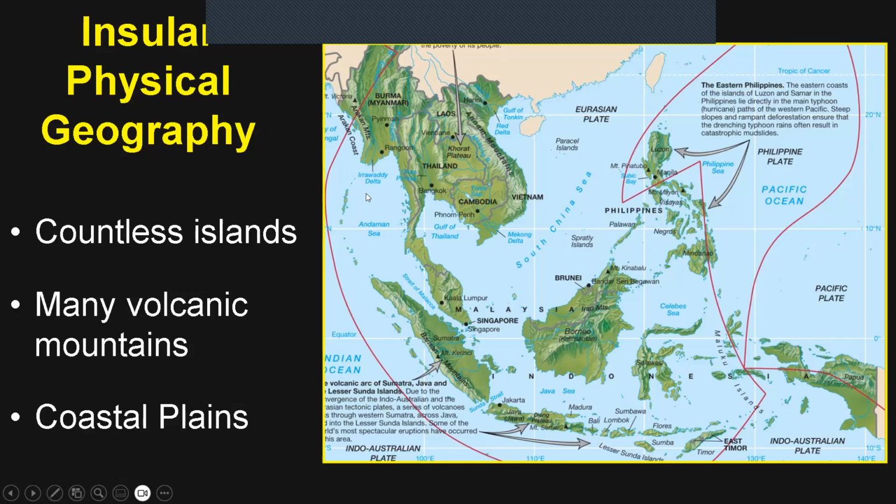Now for the islands, the insular region, we have countless numbers of islands. I don't even know the number. I should look it up, but I believe Indonesia stretches over 4,000 miles and has thousands of islands. A lot of volcanic mountains, especially here in Indonesia, even in Borneo a bit, but especially in the Philippines. But they do have coastal plains, which is good for plantation agriculture and human settlement.